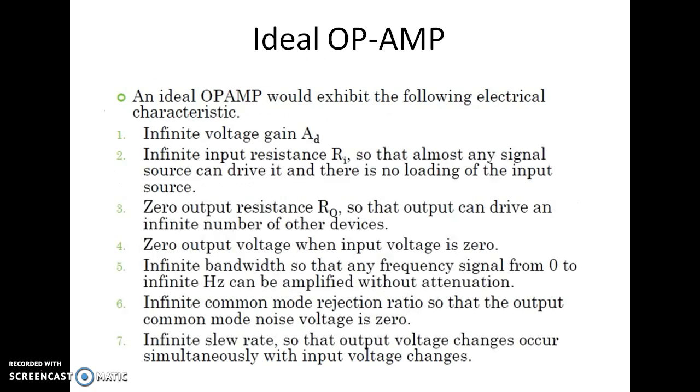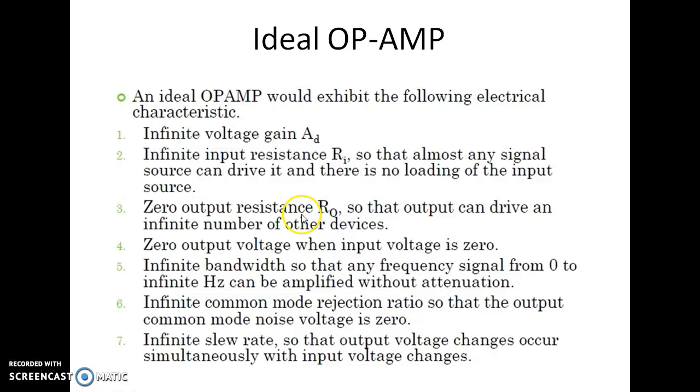Then if you go for the ideal op-amp, so there are different characteristics for the ideal op-amps that we have to consider. An ideal op-amp would exhibit the following electrical characteristics. It is having infinite voltage gain AD, infinite input resistance Ri, so that almost any signal source can drive it and there is no loading of the input source.